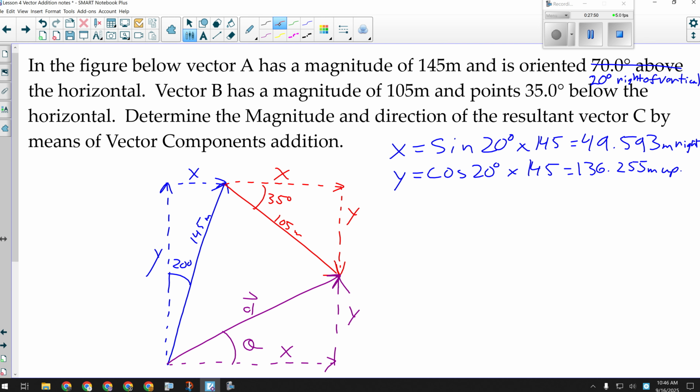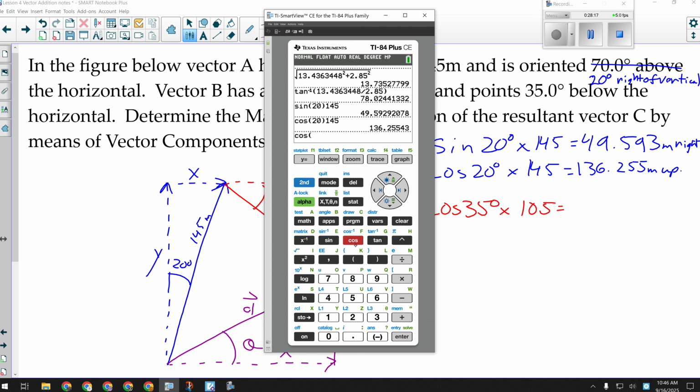How many people have done the red triangle? Okay, let's look at the red triangle. I know I didn't tell you to, but let's do the red triangle. In the red triangle, x is touching the 35-degree angle, so x is adjacent in the red triangle. So cos of 35 degrees for this triangle, times the hypotenuse for this triangle, it's 105 meters. So cos of 35 times 105.